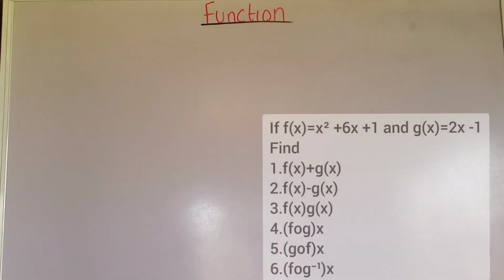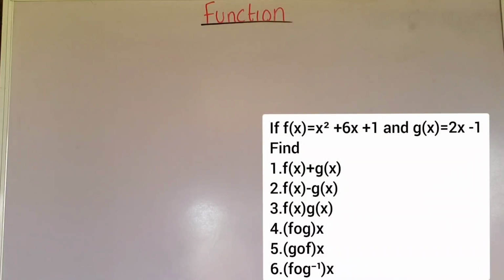Now, okay, let's consider the following questions on functions. If f(x) is equal to x squared plus 6x plus 1 and g(x) is equal to 2x minus 1, find: A. f(x) plus g(x). B. g(x) minus f(x). C. f(x) multiplied by g(x). D. f(g(x)). E. g(f(x)). And F. f inverse of g(x).